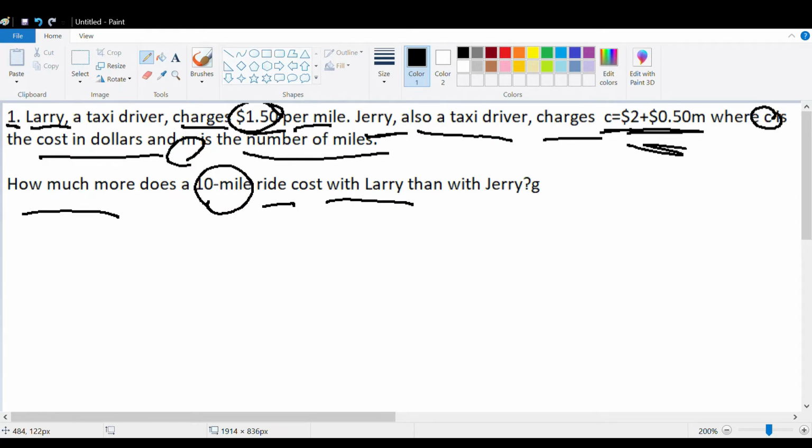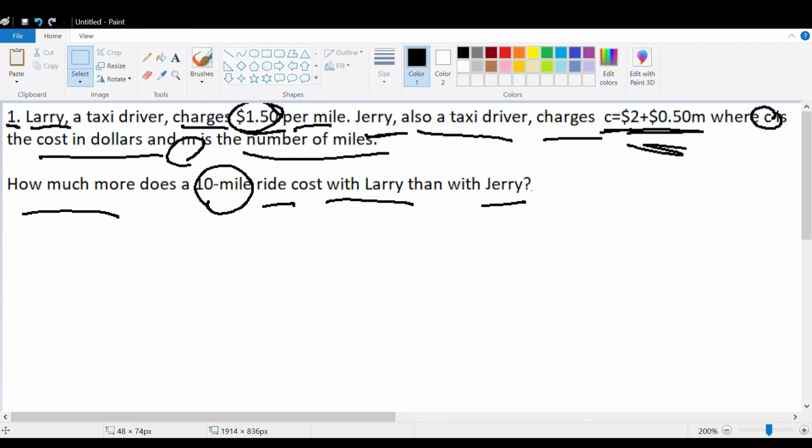Now, what we're supposed to find is how much more does a 10-mile ride cost with Larry than with Jerry? And right here, this is a typo. It's not supposed to be a G. Nothing's supposed to be there. Anyways, we're not actually finding the cheapest one, but rather we're trying to find the difference between a 10-mile ride with Larry and a 10-mile ride with Jerry.